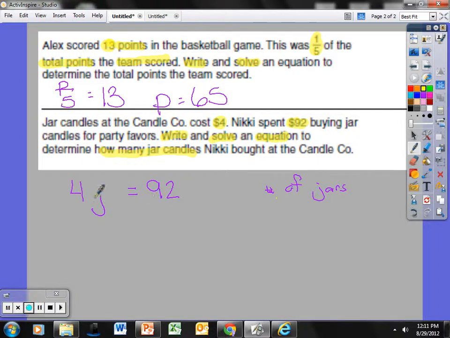I want to evaluate for 1J, not 4 of them, so I'll divide both sides by 4. Whatever I do to one side, I must do to the other. That cancels out. I am just left with a J over here, which again is technically 1J, equal to 92 divided by 4. That should give me 23, I believe. Let me double check my math.